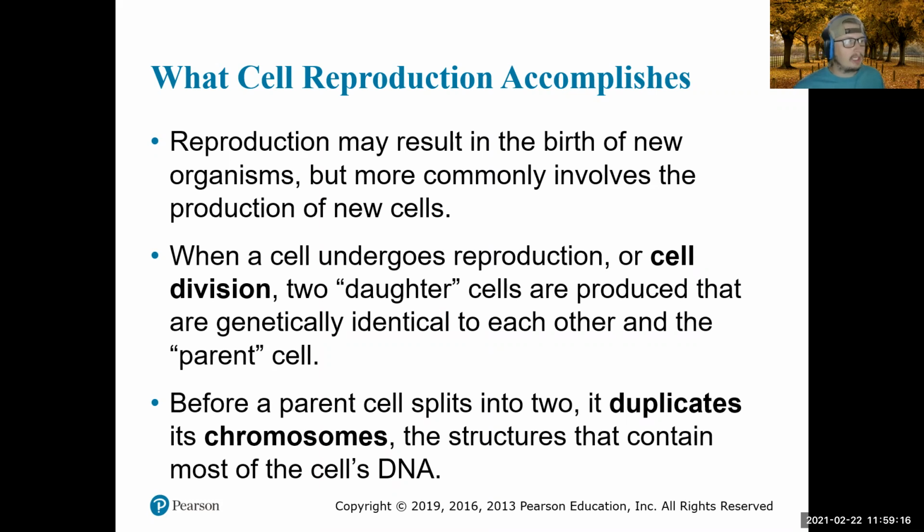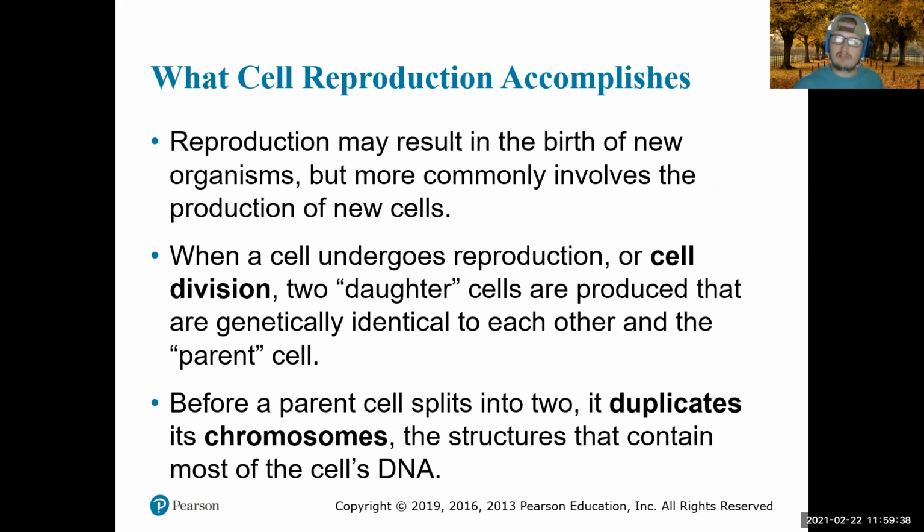organisms. When a cell undergoes reproduction, so when that cell is what we call reproducing, it's generally just a cell division process where you get two daughter cells that are produced from a parent cell. And so basically, that parent cell will split to become two genetically identical daughter cells.